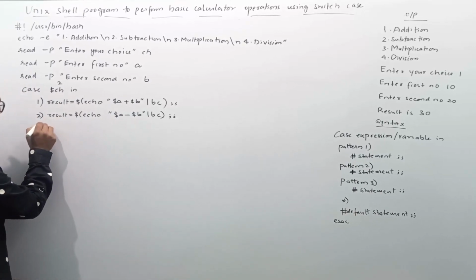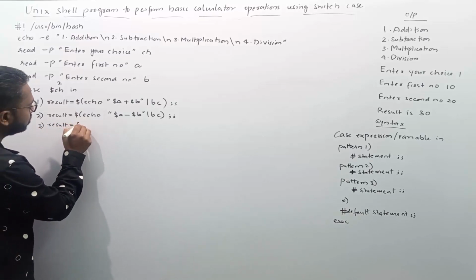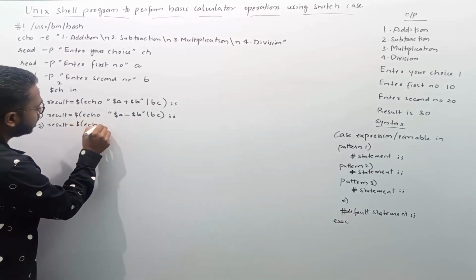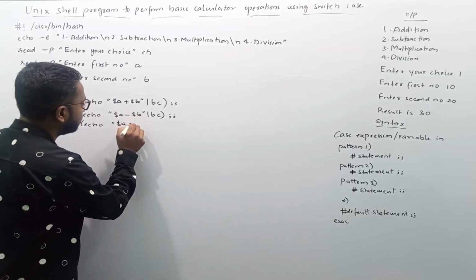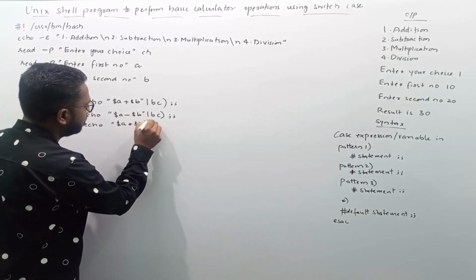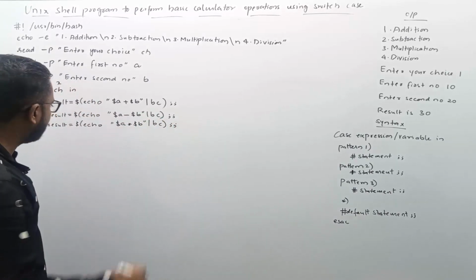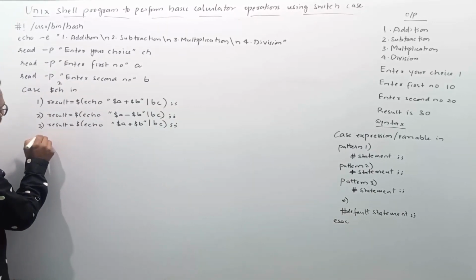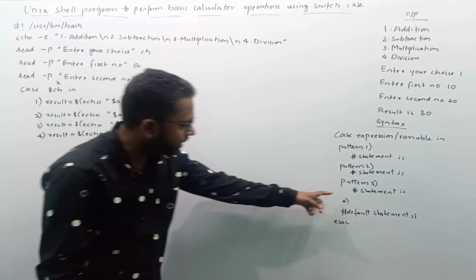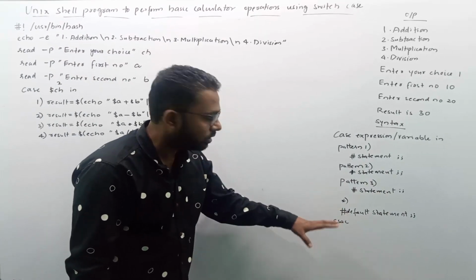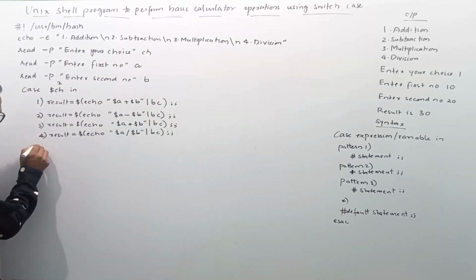Next, 3. Result is equals to dollar echo space $a multiplication $b pipe bc semicolon or break. Next, I need to do the same thing for division semicolon. Next, at the end, now it's time to display the default value. Here I will put star bracket.